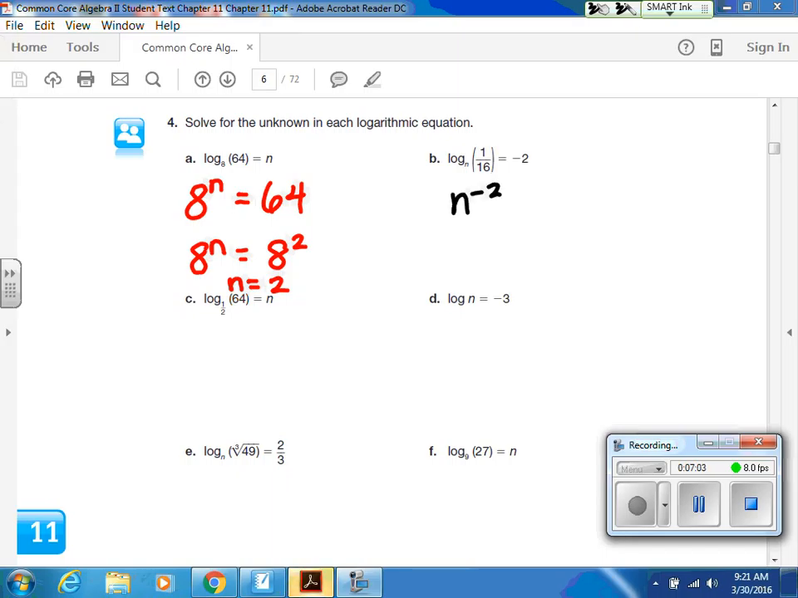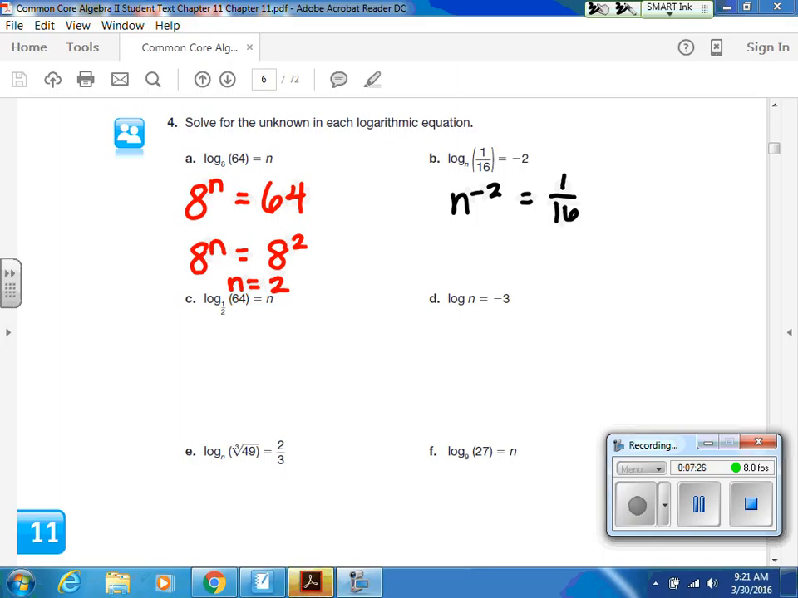n to the negative 2 equals 1 over 16, right? Okay. So I have to take something to a negative 2 power to get to 1/16. Is that what that's telling me? What happens when it's a negative? Right, it becomes a fraction.